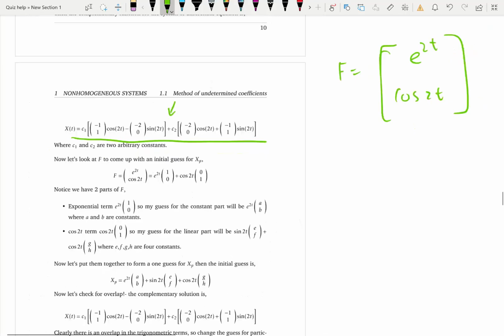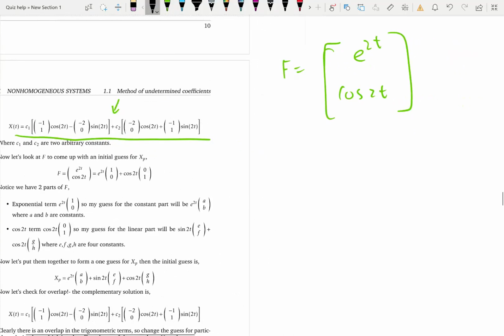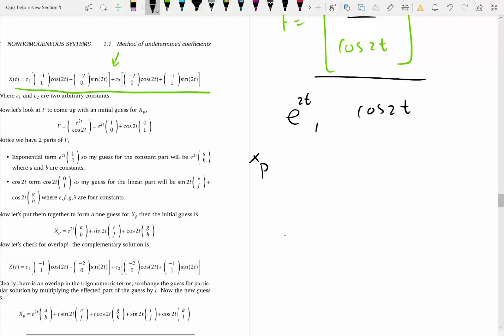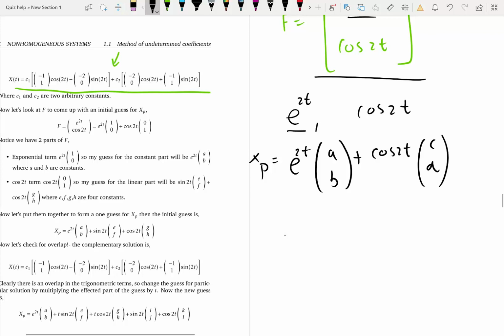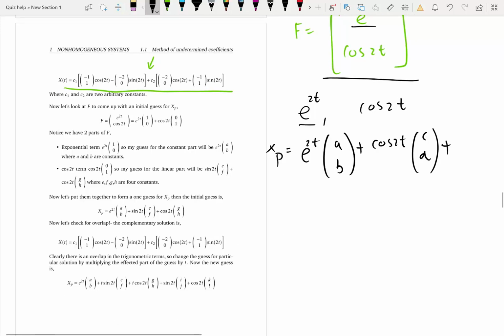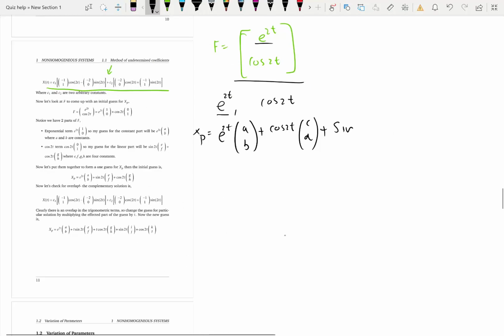All right, so now speaking about the particular solution, what type of functions do you have? E to the 2t and cosine 2t. So what will our initial guess be like? For the e to the 2t part, e to the 2t times ab. For the cosine 2t part, cosine 2t times cd, but not only cosine, also sine 2t times ef. The hardest thing is to find letters to define them all. Okay, right now this is our initial guess.